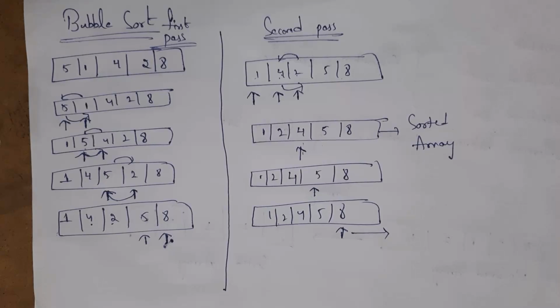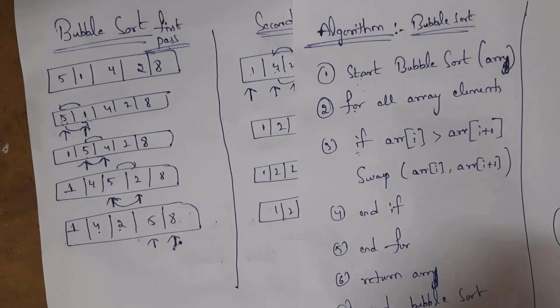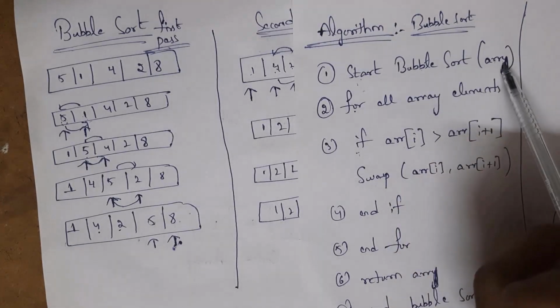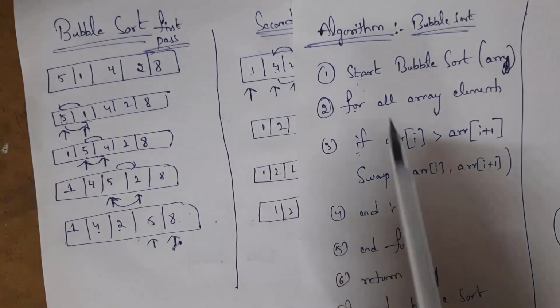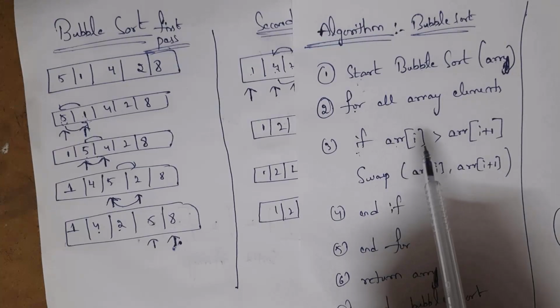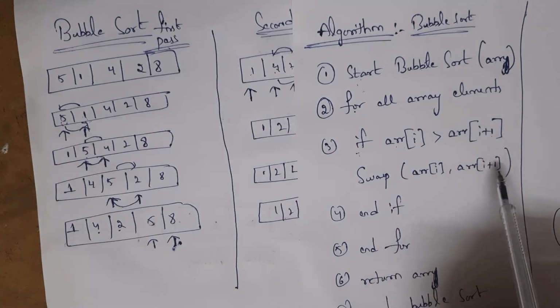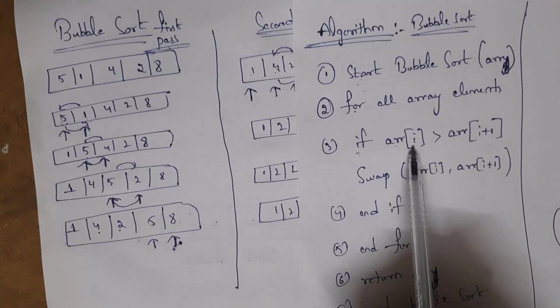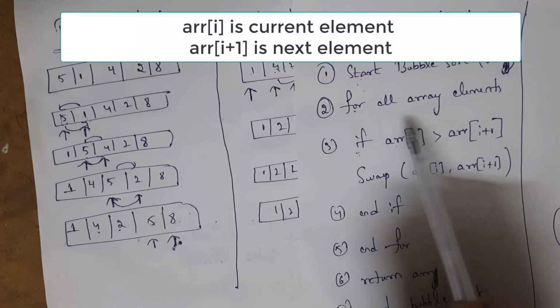I will explain algorithm of bubble sort. This is an algorithm for bubble sort. Step 1 is start bubble sort of array because we are performing bubble sort on array of elements. Next step is if array[i] is greater than array[i+1], swap array[i], array[i+1]. That means if first element is greater than next element, then we need to swap these both elements. This is meaning of this step.